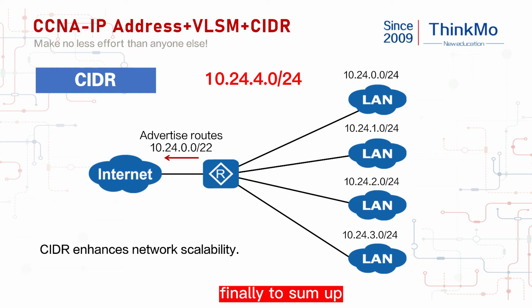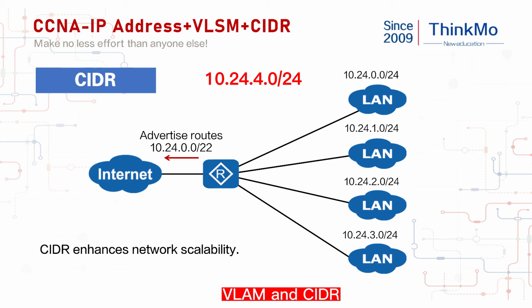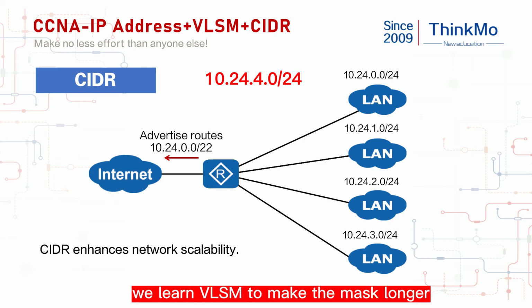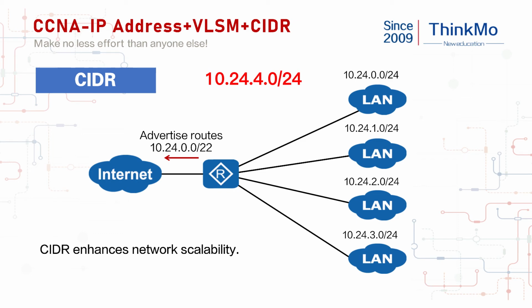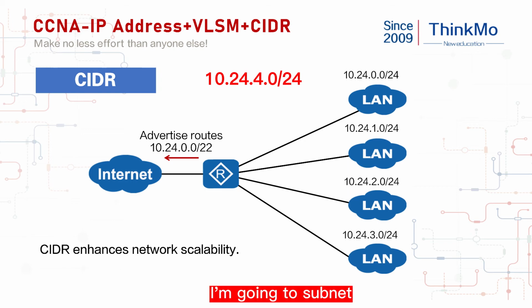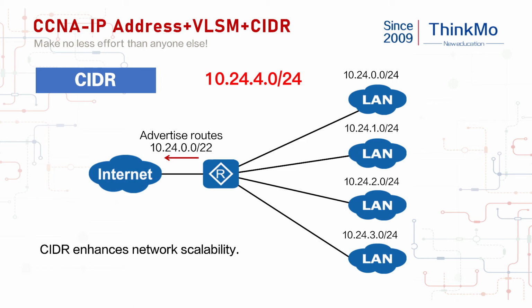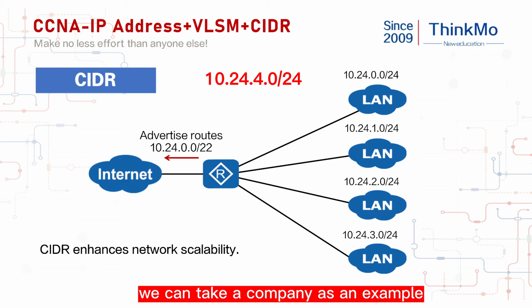Finally, to sum up, we learned about IP addresses today, then learned the last 2 techniques, VLSM and CIDR. We learn VLSM to make the mask longer. Learning CIDR is to make the mask shorter. I'm going to subnet, and I'm going to merge these subnets again and then announce. You might think it's contradictory. First, these 2 technologies have different scenarios. They are not conflicting. We can take a company as an example.